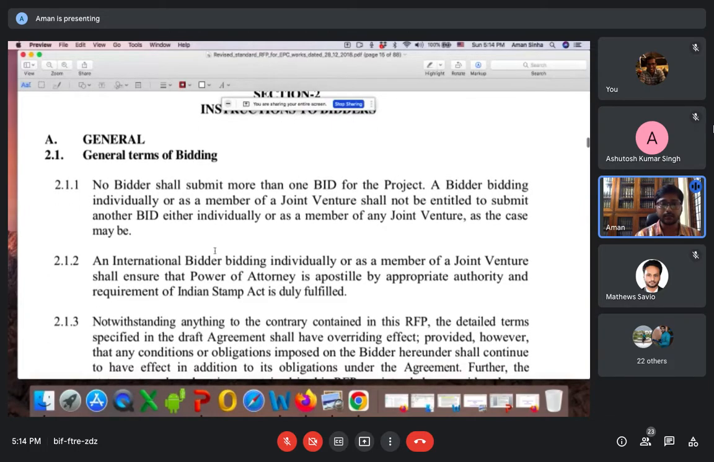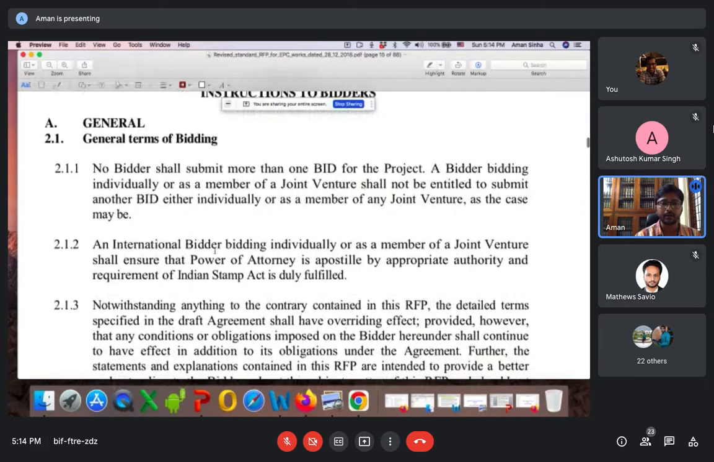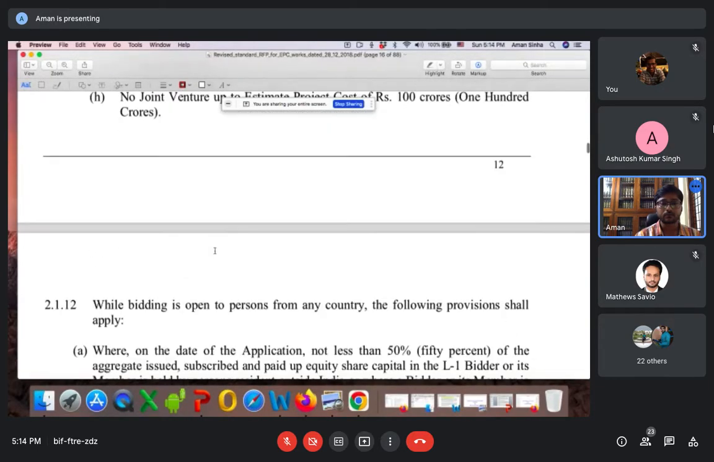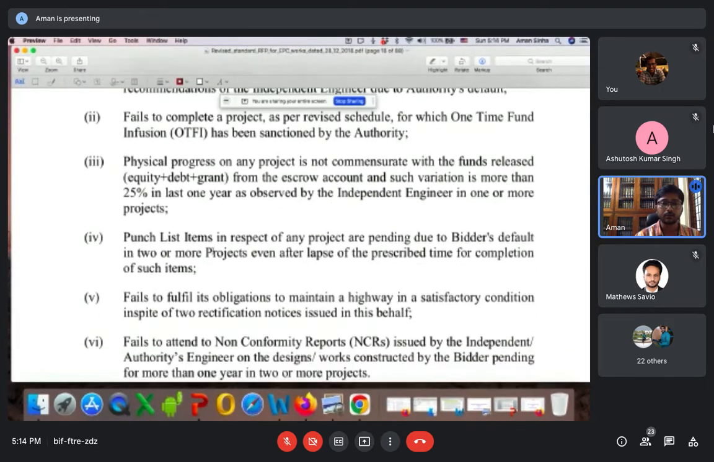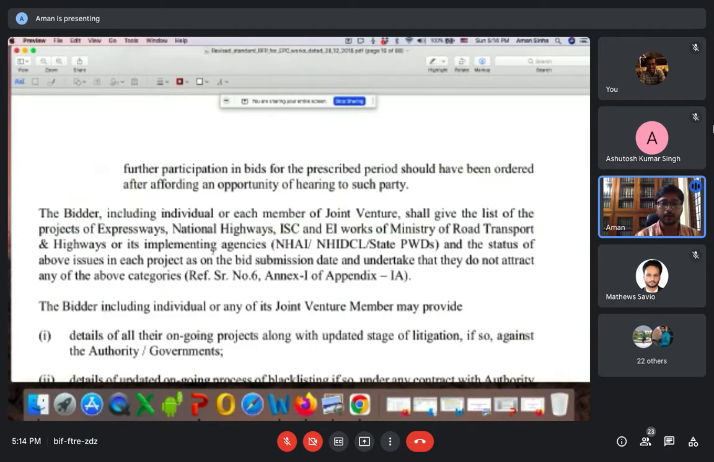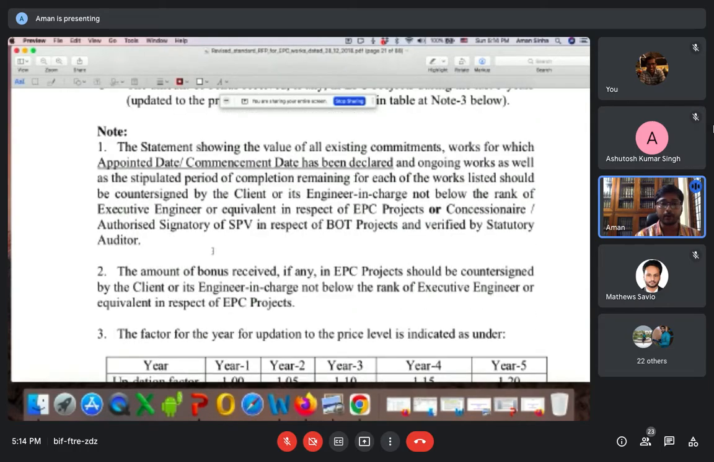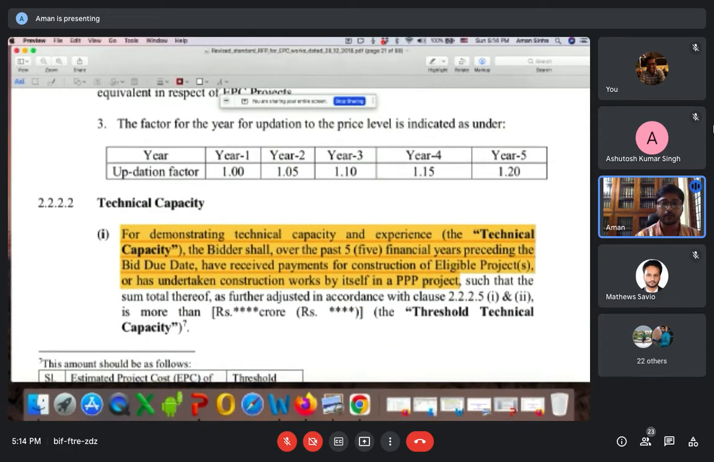These are generally the instructions to bidders and all those things, but it's not that important as such. You can go through it; it's available in the public forum. I will only deal with the important points which I have highlighted.